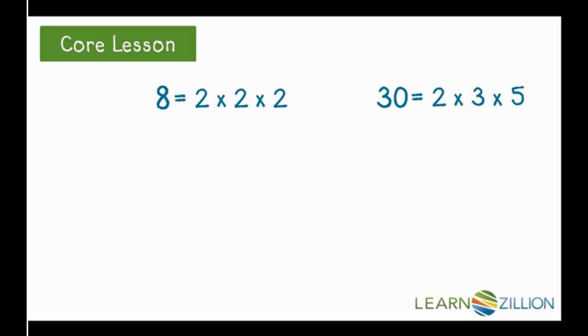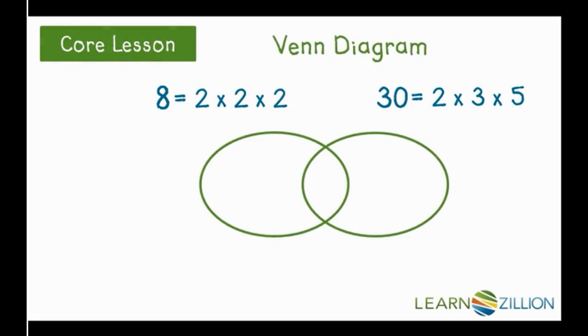What better way to compare these two lists of prime factors than to use a Venn diagram? Remember, in a Venn diagram, the center of it is the shared factor. So I'm going to look at the first prime factor of 8. It's 2. 2 is shared by 30, so it goes in the center. The other 2s that are prime factors of 8 are not shared by 30, so they go on the 8 only side. And the other prime factors of 30, 3 and 5, are not shared by 8, so they go on the other side.